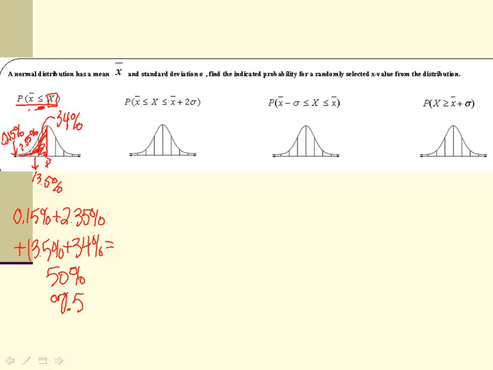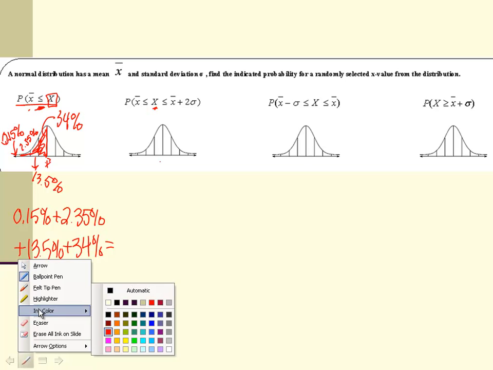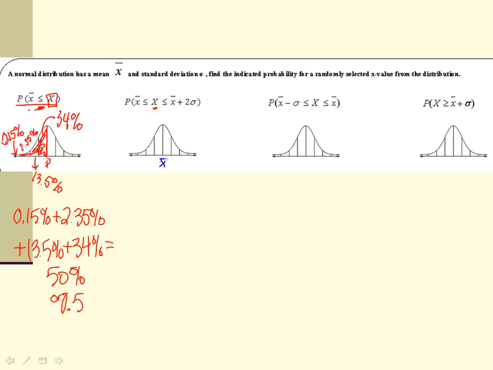So looking at the next one, we want the probability that our data is greater than the mean, but less than the mean plus 2 standard deviations. Okay, so I'm going to change my color, use a different color here. My mean is right here in the middle. Here's my mean plus a standard deviation, and here's my mean plus 2 standard deviations. Okay, so I'm looking for everything from here to here.